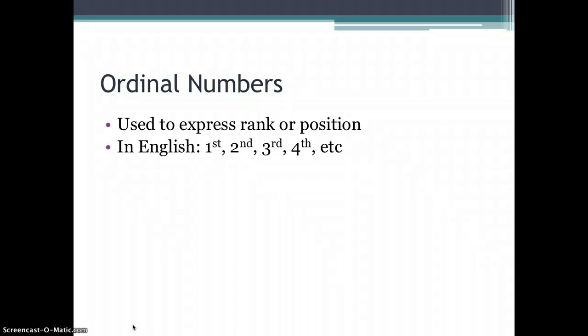The order you finish in a race. It just orders people. First, second, third. So if it's a 1, we add ST. Here you can see, if it's second, we always add that ND. Third, we have the RD, and then the TH is the fourth, fifth, and so on. That's what an ordinal number is.